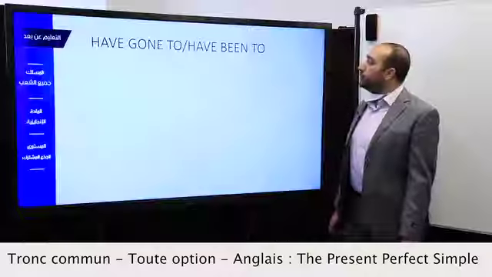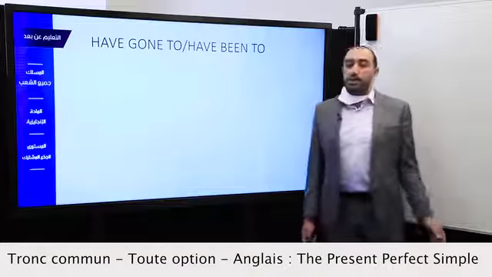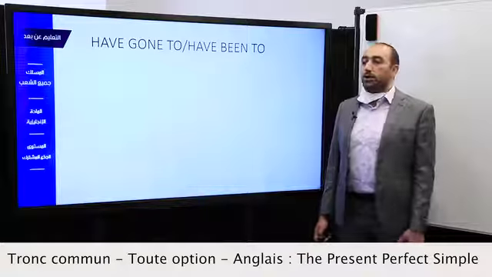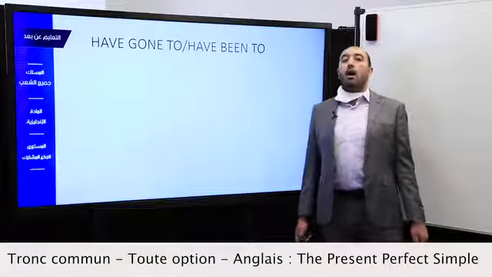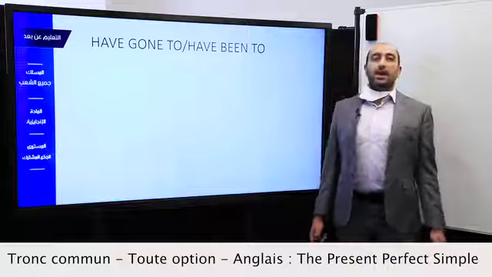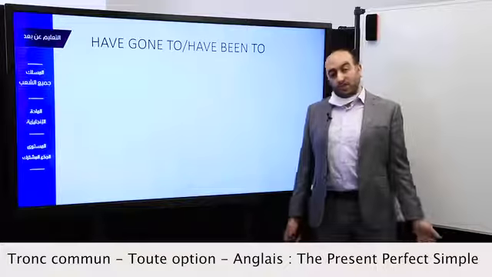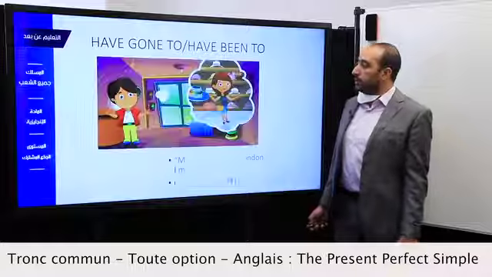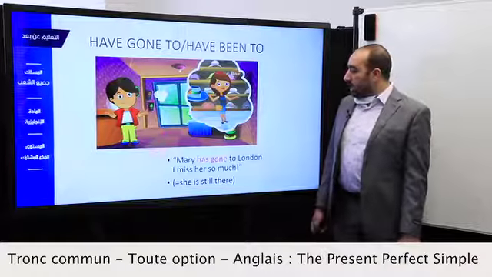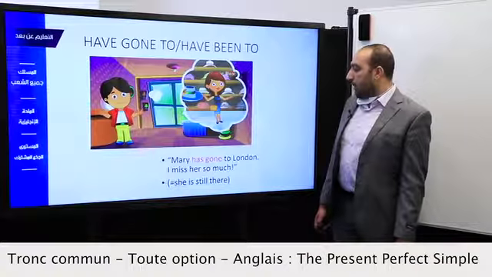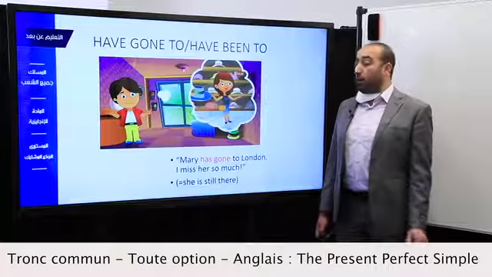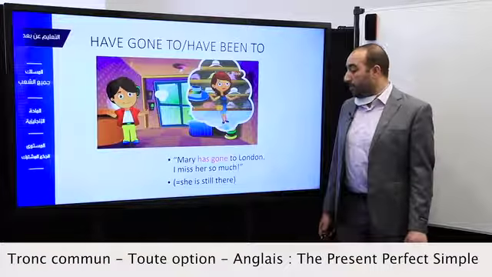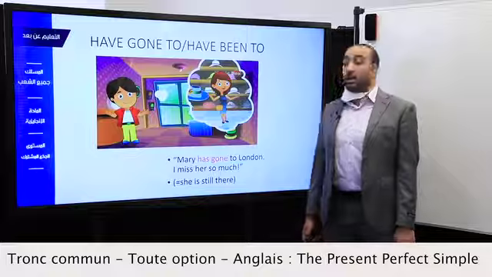Have gone to, have been to. Many people confuse the two. So many people say, I have gone to London or I have been to London interchangeably. But are they used interchangeably? We're going to see. Mary has gone to London. I miss her so much. So we use has gone here, meaning that she is still there in London.